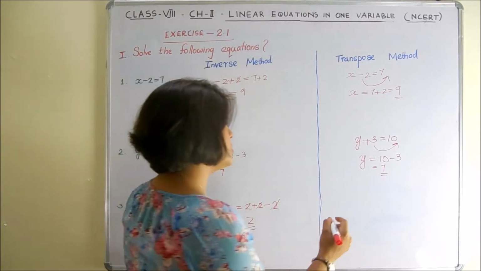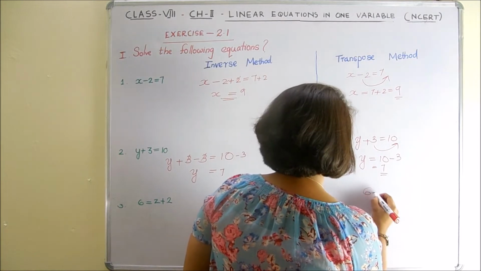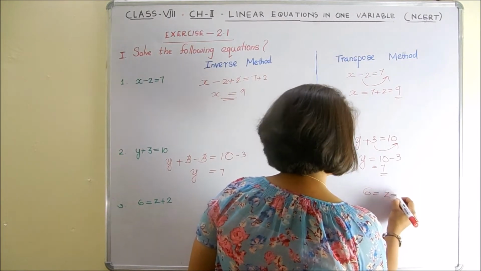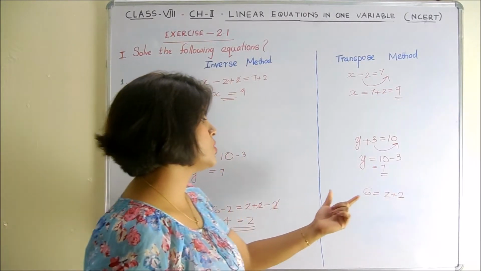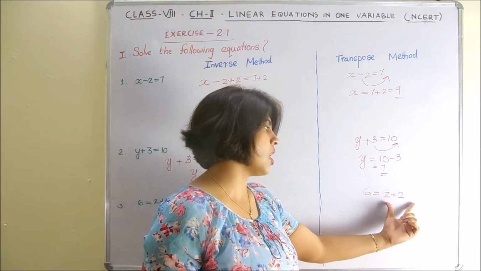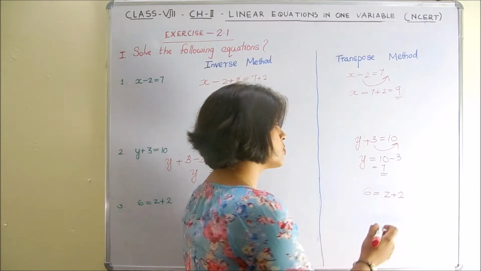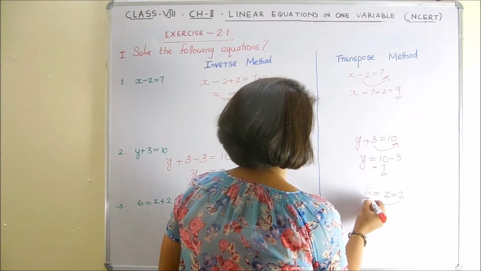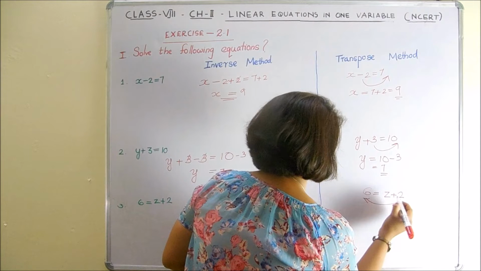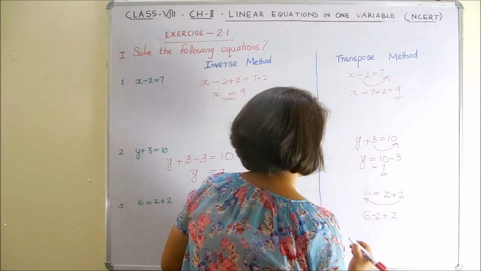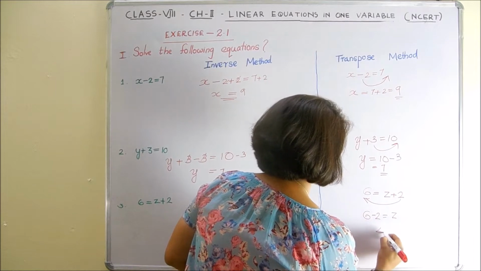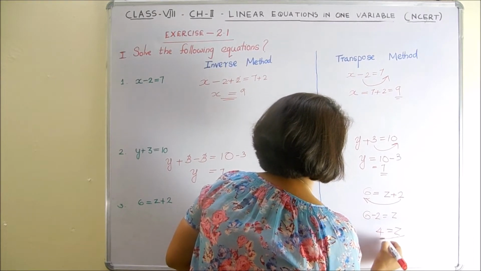the inverse method. And using the transpose method, 6 equal to z plus 2, how can we solve? Here, to keep the variable in the RHS, we have to transpose this plus 2 into the left hand side. So this equation becomes 6 minus 2, which is equal to z. So 6 minus 2 is 4, that is z equal to 4.